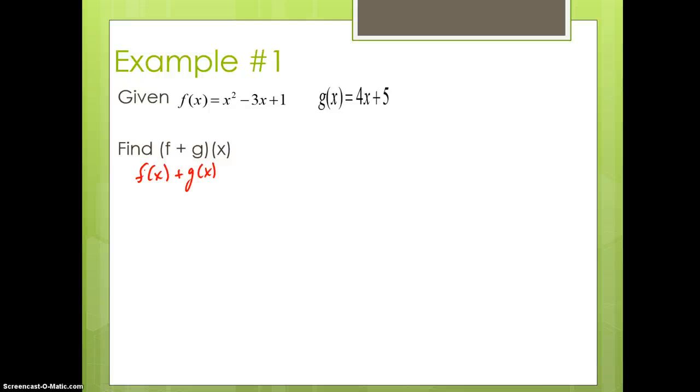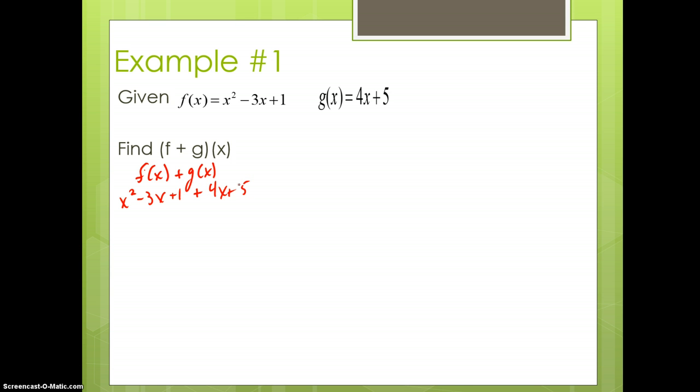Example 1, you're given two functions. You're asked to find f plus g of x. So my first step is always to write f of x plus g of x. Our second step is always to just plug in what is f of x, what is g of x, and add them together. F of x has been written. I'm adding g of x.